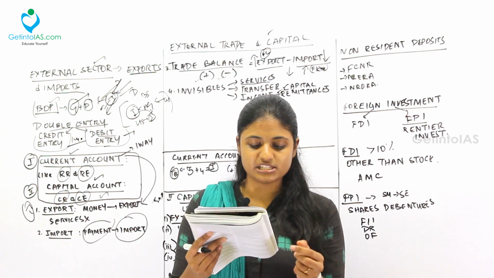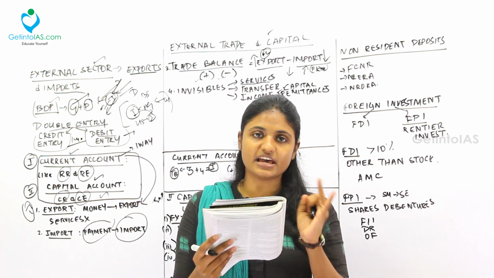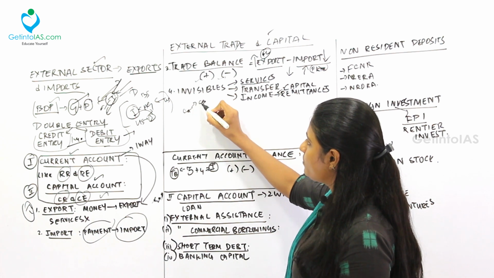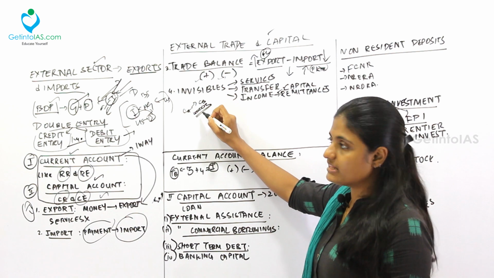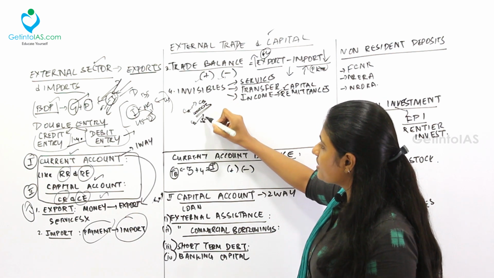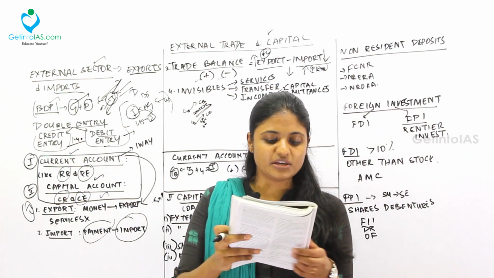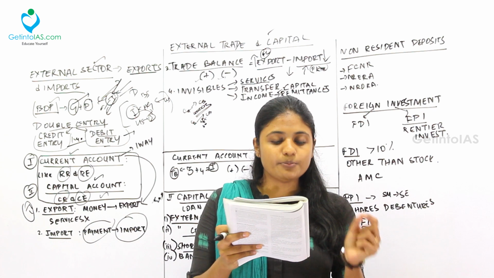Next, coming to the transfer. What is called a transfer? Transfers include grants, gifts, etc. For example, if country A is gifting 1000 crore rupees to country B, this is called grants. If country A gifts something to country B, that comes under gifts. So transfers means grants, gifts, etc., which do not have any quid pro quo.